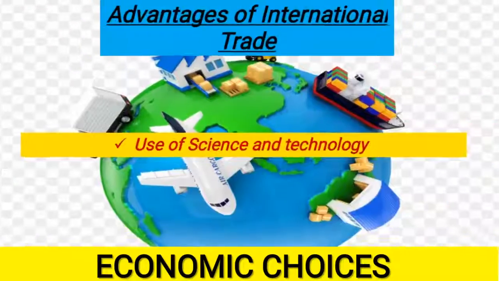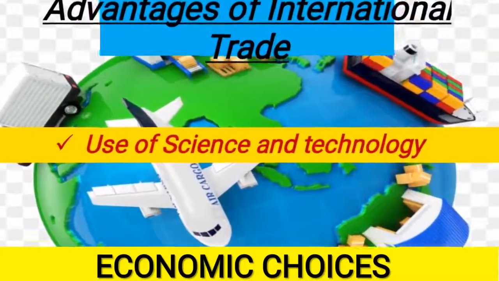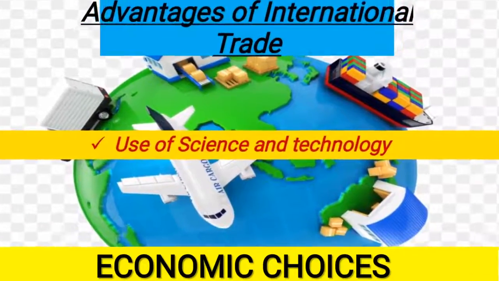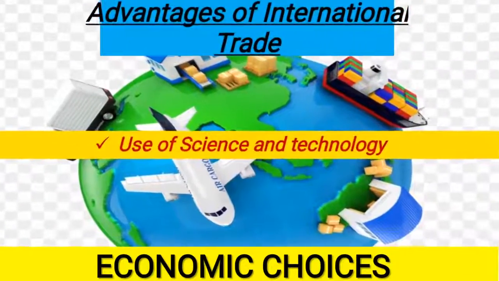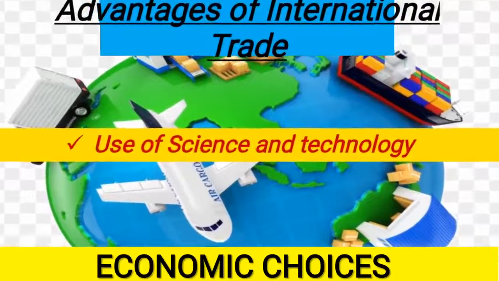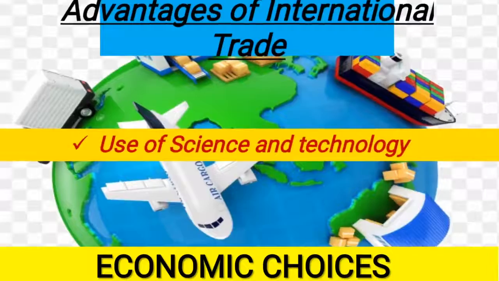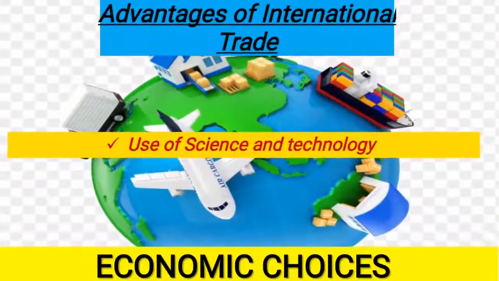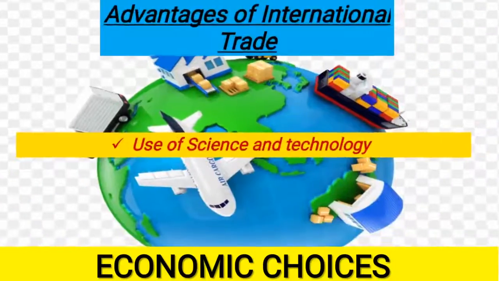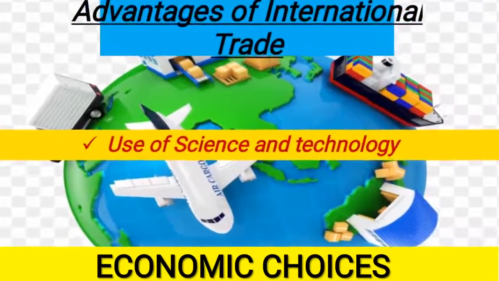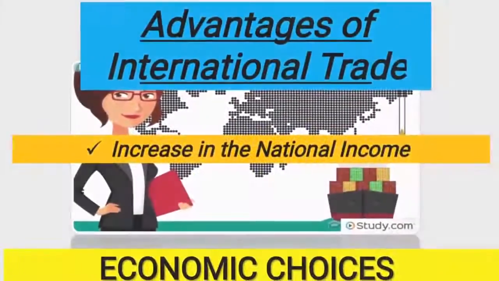So whenever we do exchange of goods with foreign countries, we are definitely using some quick methods and some quick manners. These quick methods and manners are called use of science and technology. This use of science and technology is also helping us while saving our time and definitely production cost as well. So guys, international trade is very helpful for us for the introduction of science and technology in our country. Let's discuss our third advantage of international trade.